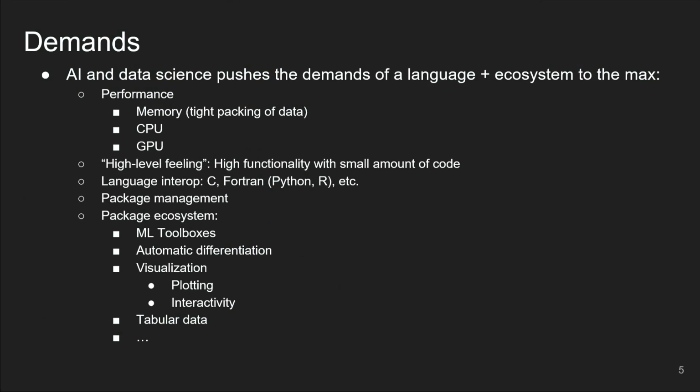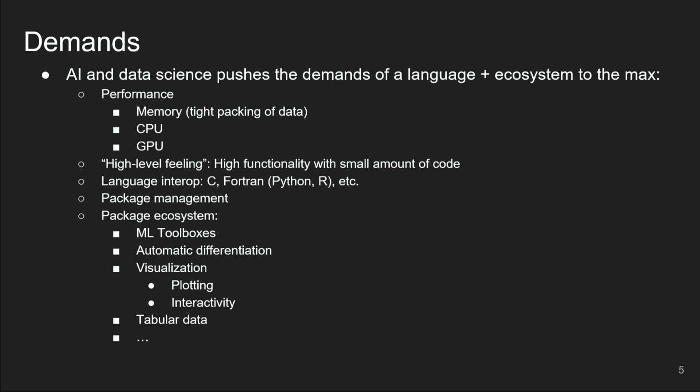So one thing I thought about is what demands do AI and data science have on a language? And I would say that AI and data science pushes the demands of the language to the max, and also the ecosystem, the set of packages the language provides. So one thing we can talk about is performance. We have large data sets, so we need to be able to pack data tightly. We want to have good performance on both CPUs, but also GPUs and other accelerators.